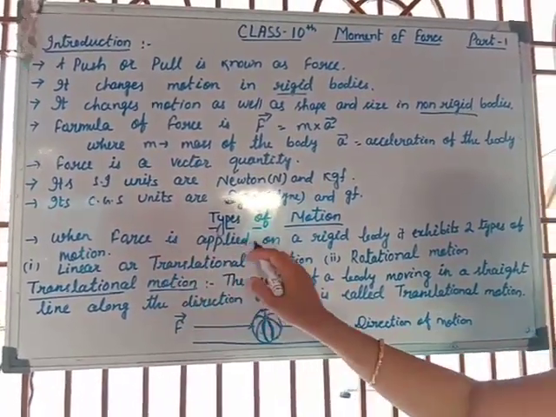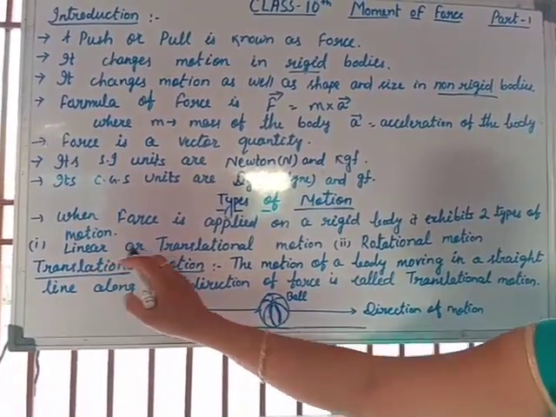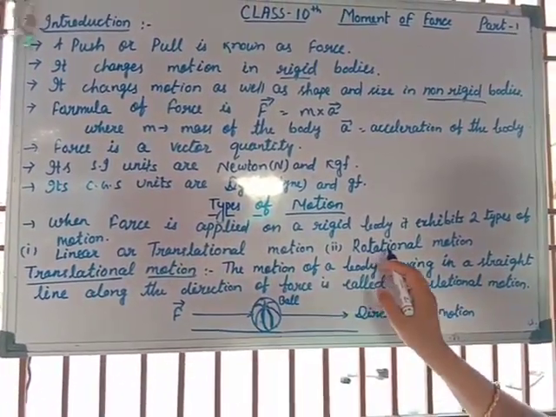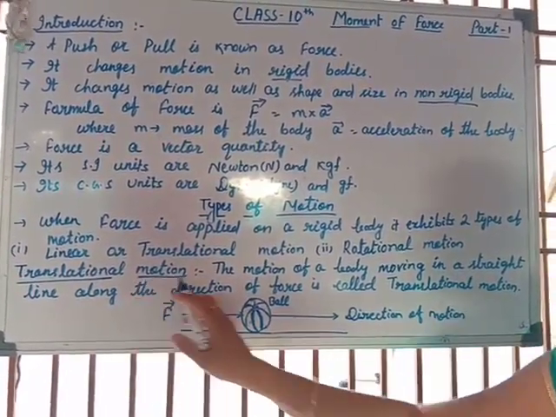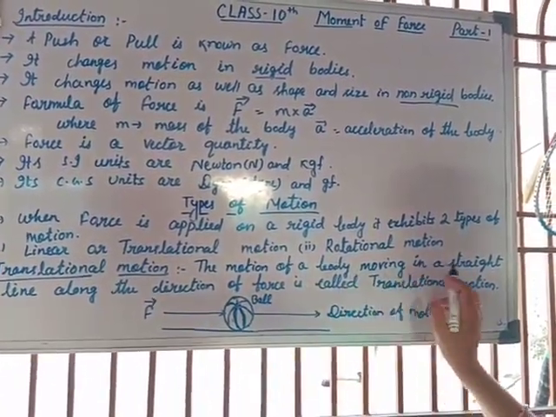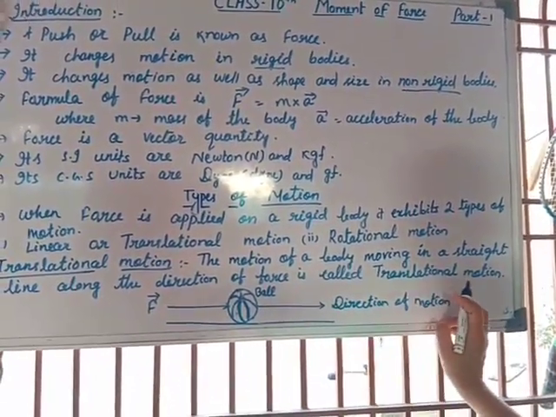When force is applied on a rigid body, it exhibits two types of motion. One is linear or translational motion, another one is rotational motion. Now let us study the translational motion. The motion of a body moving in a straight line along the direction of force is called translational motion.